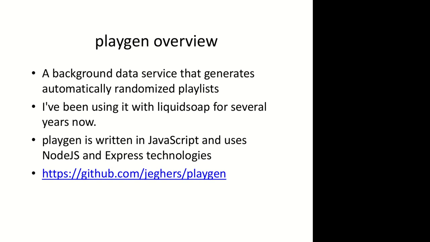So what Playgen is, it is a piece of software that automatically generates fully randomized playlists where you have a collection of many songs or a few, and you want a totally random selection of those songs to be done so that you never ever have to intervene. You never have to set up a playlist. You just let it run on its own. I've been using it for several years now in Liquid Soap. It uses JavaScript technologies with Node and Express. And here in the presentation is my GitHub URL where you can find it.